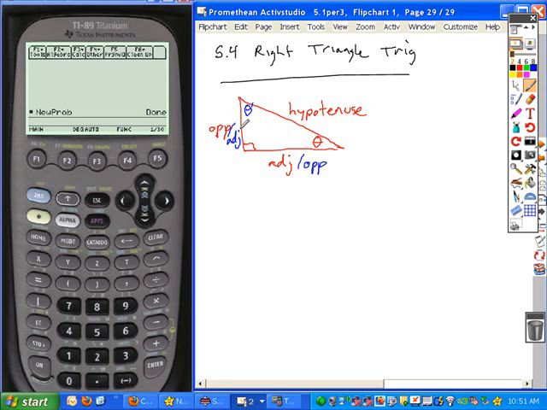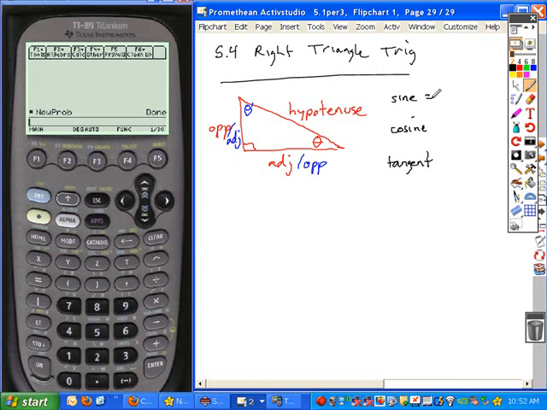Okay, when you refer to your trig ratios, there's three that we're going to talk about this year. You'll learn some other ones next year. But the three that we're going to talk about are sine, cosine, and tangent. These are the three common right triangle trig ratios. And like I say, these are simply ratios between different parts of a right triangle.